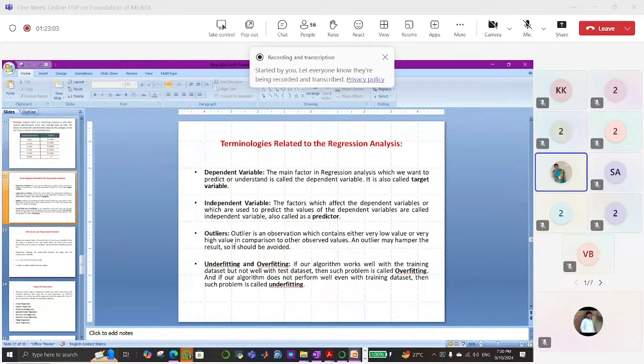Outlier. This is a new word, outliers. An outlier is an observation which contains either a very low value or a very high value.